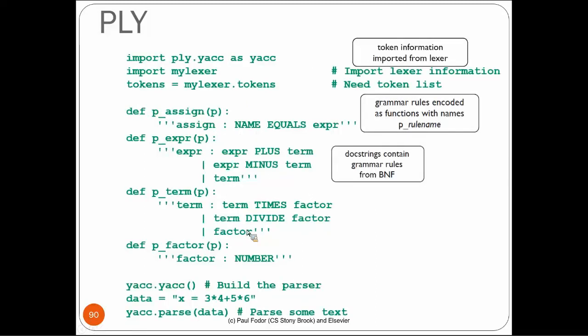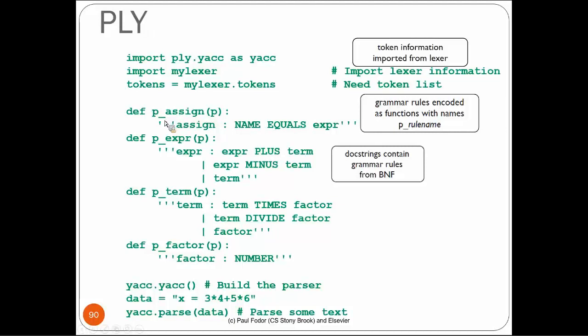Next, we write a parser. Again, we import a module, ply.yacc. ply.yacc will import a Yacc parser. We also need the tokens, so we import from the previous file where we wrote our lexer, and then we write the production rules. Each production rule is a function that starts with p underscore. For instance, an assignment statement is a name followed by equals followed by expression.